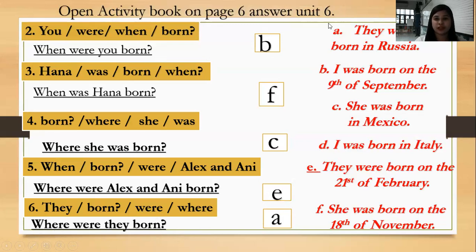When were you born? I was born on the 9th of September. When was Hannah born? She was born on the 18th of November. Where was she born? She was born in Mexico. Where were Alex and Annie born? They were born on the 21st of February. Where were they born? They were born in Russia. Okay, good job, everyone. Next.